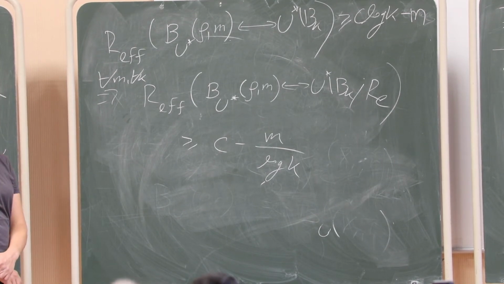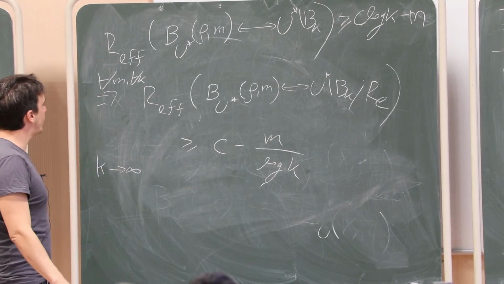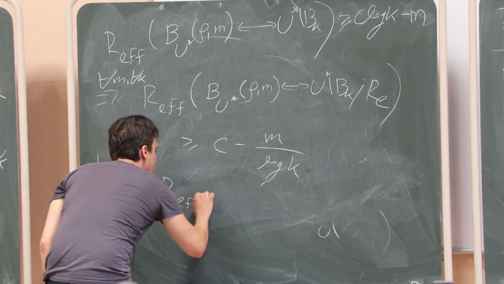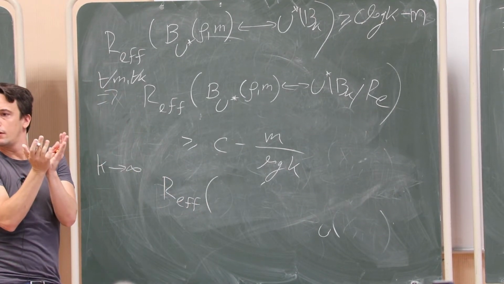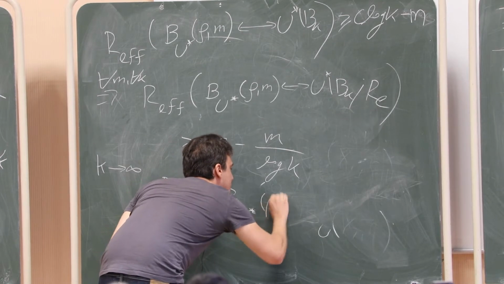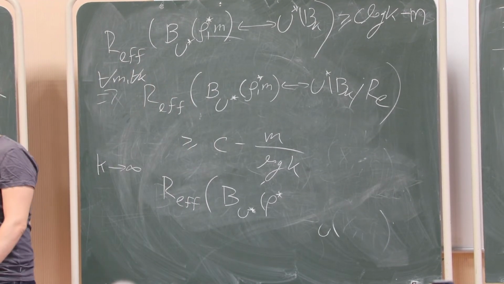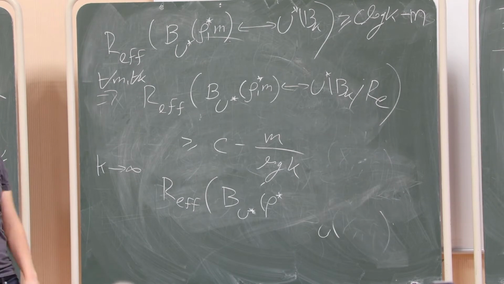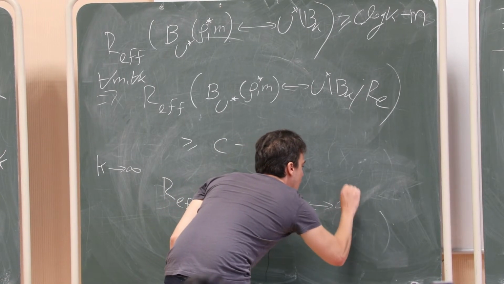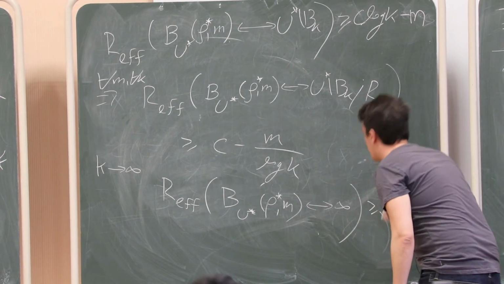And now I take k to infinity. What I get is that the resistance between any fixed neighborhood of the root vertex, B_U star, rho star — I guess all of these rows should have been rho stars. This is the original root; this is the root in U star and not in U. Rho star, m to infinity, m over log k goes to 0, this is bigger than some constant.